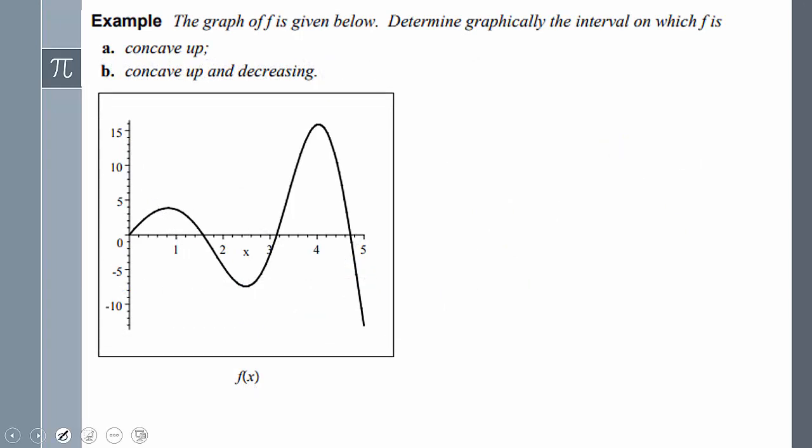So let's look at a brief example here. It says the graph of f is given below. Determine graphically the interval on which my function is concave up. It seems like it could be off just a little bit, but it seems like it's concave up between here and here. So I can say concave up is going to be on the interval 1.6, maybe it's even more towards here.